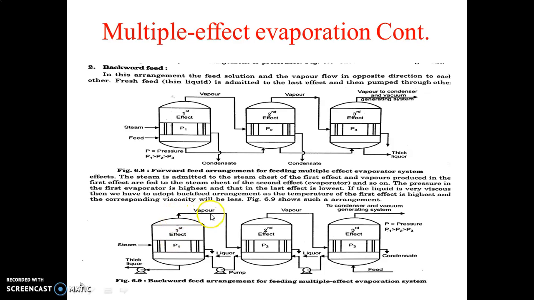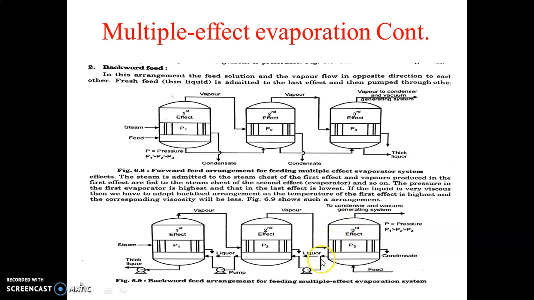Vapor produced from the first effect is sent to the second, then vapor produced in the second effect is again sent to the third effect. So there is no change in the direction of the heating media, but you have to change the direction of feed. You have to feed the solution in the third evaporator.